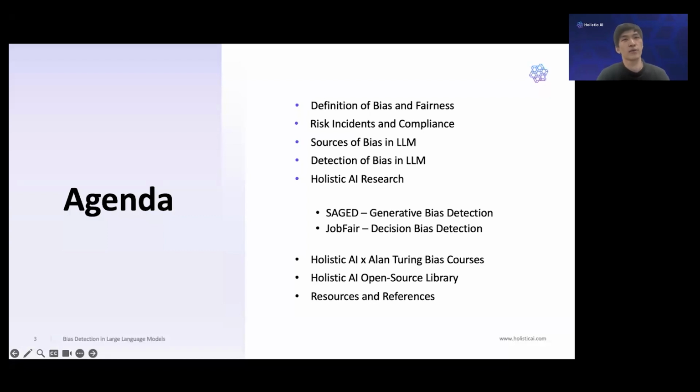And next, we'll present some of the Holistic AI bias detection research, including SAGE, which focuses on generative bias detection, and JobFair, which focuses on decision bias detection. We'll then follow that with information on bias mitigation courses we offer, which collaborate with the Alan Turing Institute. Finally, we'll shortly introduce our open source library to support bias detection and mitigation in AI systems.